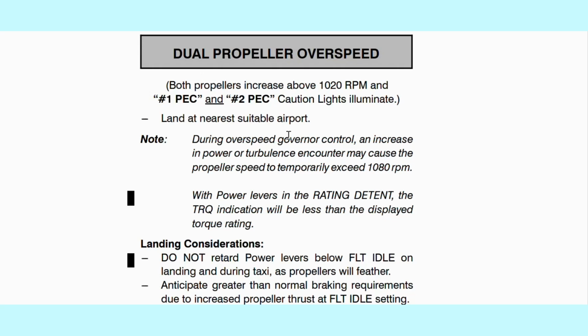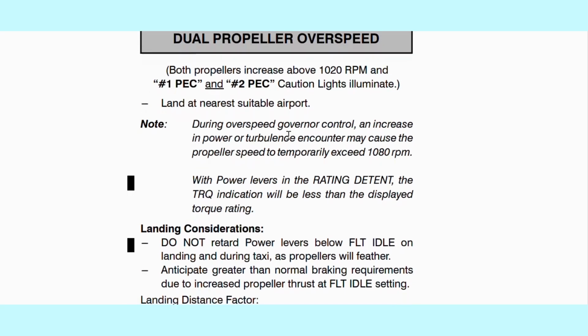Okay, so here there isn't much. During overspeed governor control, an increase in power or turbulence encounter may cause the propeller speed to temporarily exceed 1080. So you shouldn't be in a turbulent situation either. And with power levers in the rating detent, the torque indication will be less than the displayed torque rating. Just something for you to observe. Okay, and landing considerations basically says all this.